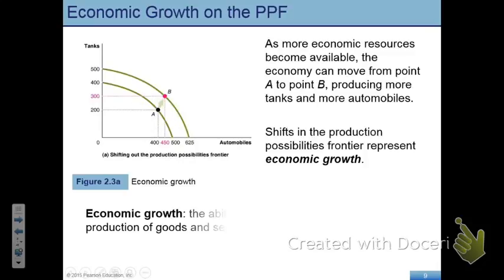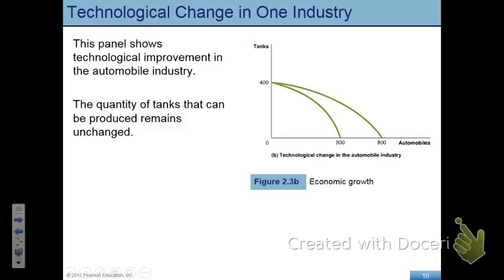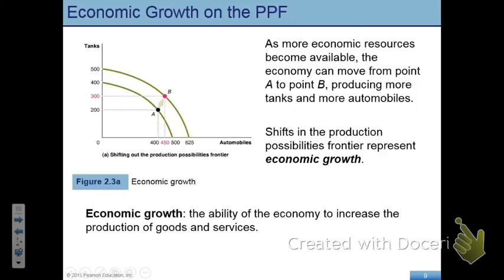The other kind of change in the production possibility frontier can happen on an industry level. Okay? By the way, I want to go back and point out that finding new resources is not the only way the production possibility frontier can shift to the right or to the left. Economists argue that the most important way through which the production possibility frontier shifts to the right is through technological innovations. Technological innovations, a very powerful concept in economics.